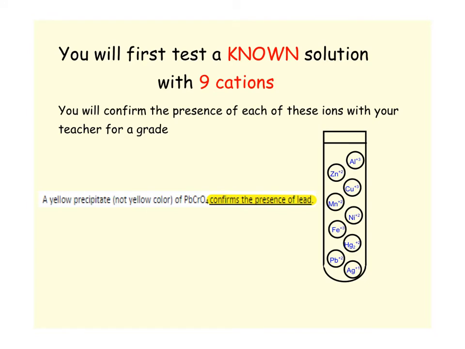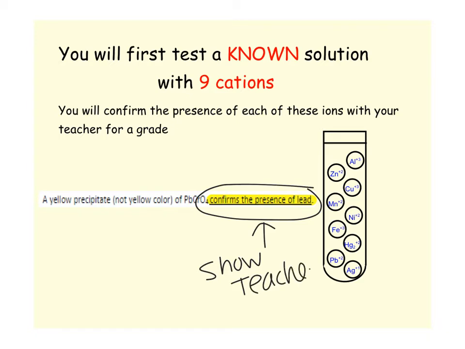The first part, you will get a known solution, and it has 9 different cations in it. And this is the quiz grade portion of this lab, and you will have to isolate and identify all 9 ions. And you'll see in your lab procedure, things that say, confirms the presence of lead. At this point, you need to show your teacher that you have found lead. You'll walk up to them and say, this yellow precipitate confirms the presence of the lead ion, and you will get credit for finding lead, and you'll find all 9, and that's worth a quiz grade.